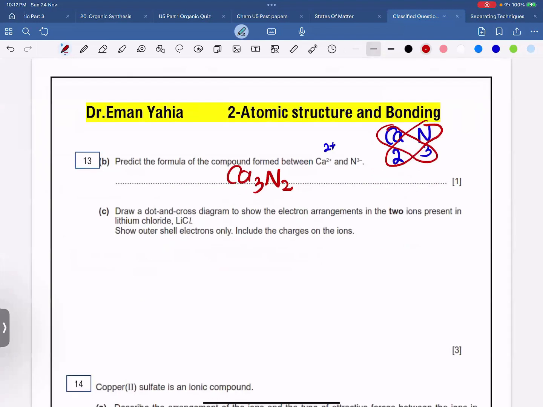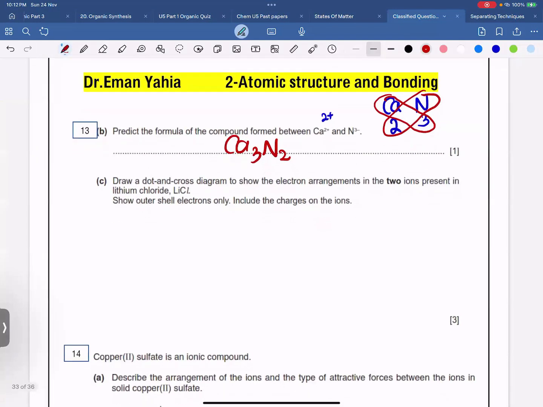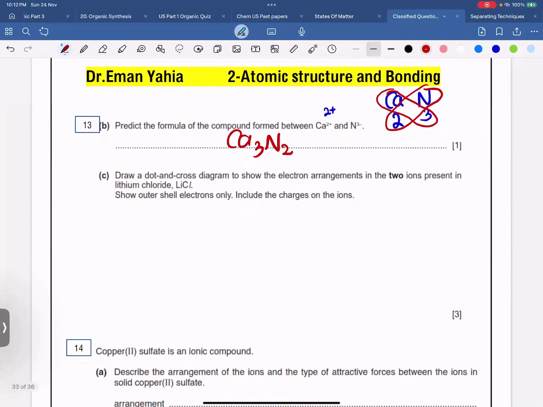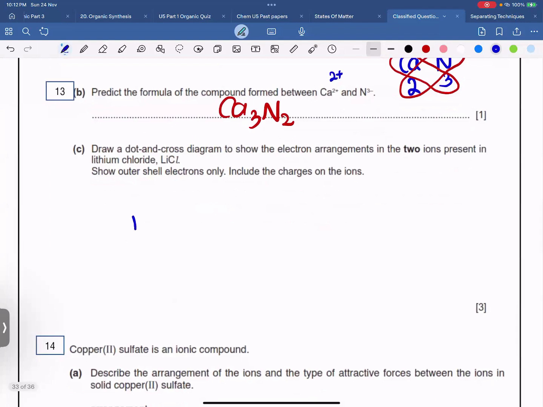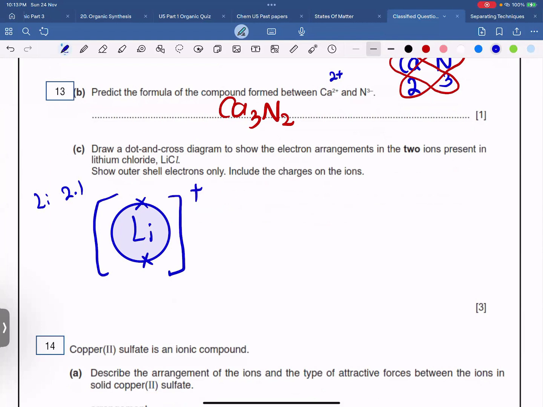And then draw a dot and cross diagram to show electron arrangement in the 2 ions present in lithium chloride. So lithium, Li. From the periodic table, lithium is 2, 1. So lithium has a tendency to lose 1 electron to have a full outer shell. So lithium now holds 2 electrons in its outer shell, put between 2 brackets, and +1 means lost 1 electron. Now protons more than electrons by 1. Number of electrons does not change, whether atom or ion.